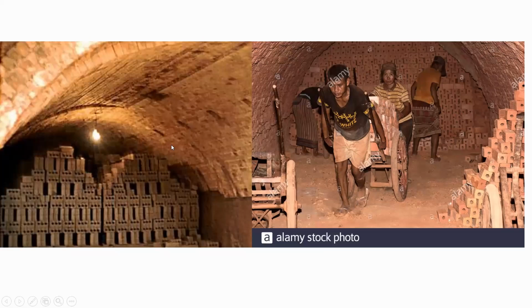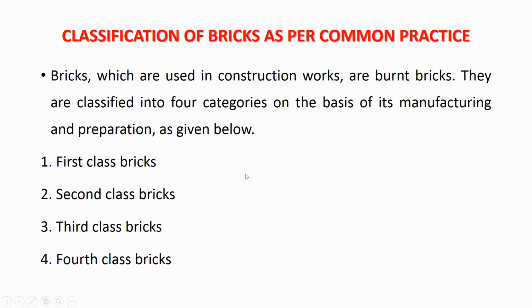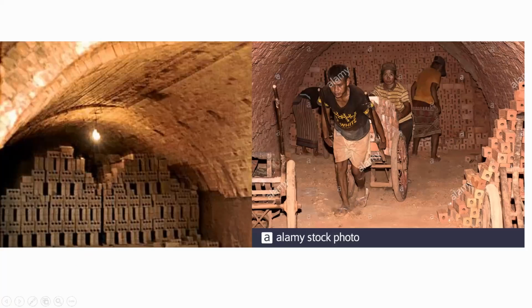You can see the figure here. In the left side figure you can see the loading of bricks, and in the right side picture you can see the unloading of bricks. This is the inside of the kiln: on the left there is loading, and on the right it is unloading after burning. These are the raw bricks and these are the manufactured, burnt bricks. Understood? So this completes your manufacturing process of bricks.